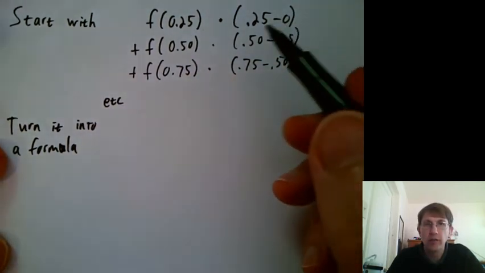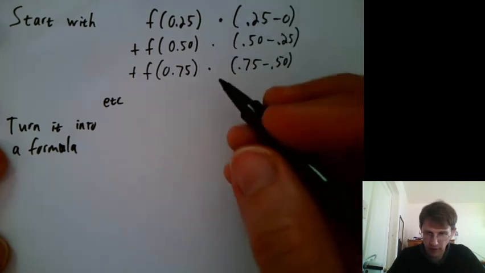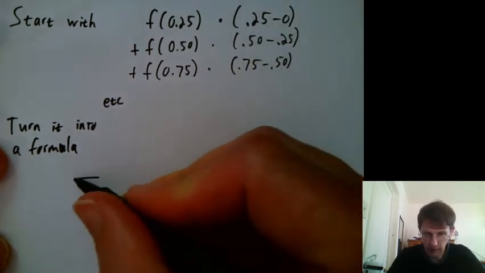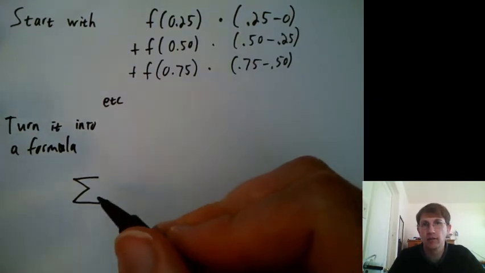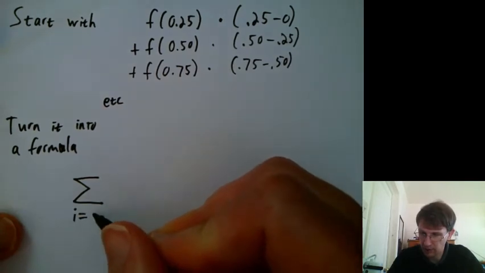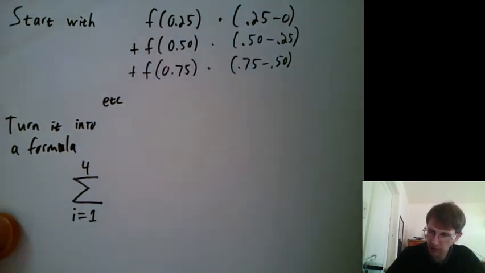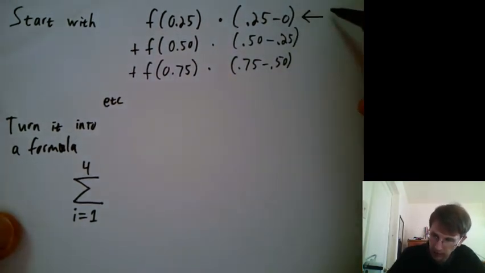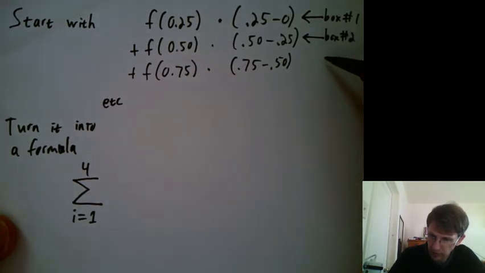But we need a new kind of formula that says take the sum of a bunch of things. And the way we're going to do that is to write a big summation sign like that. That's called a Greek sigma, S for sum here. And I'm going to say i equals 1 to 4. This will be box number 1, box number 2. So this area was box number 1. This area was box number 2, etc.